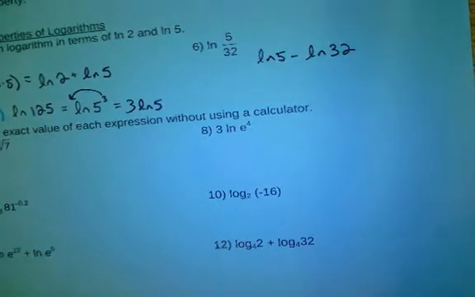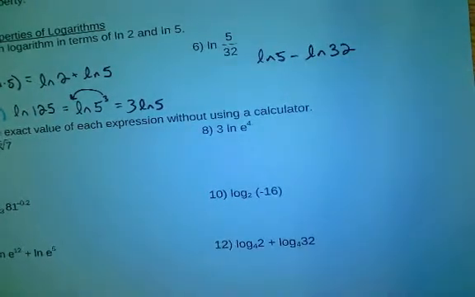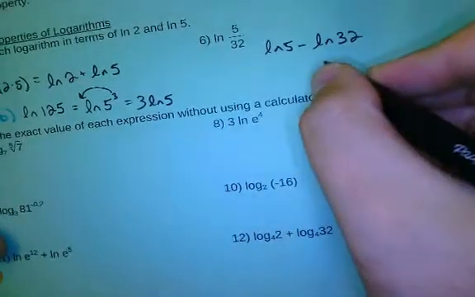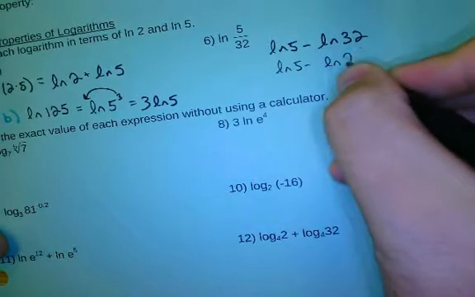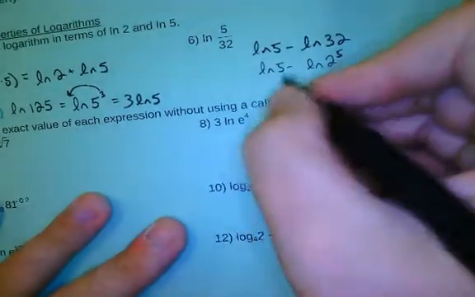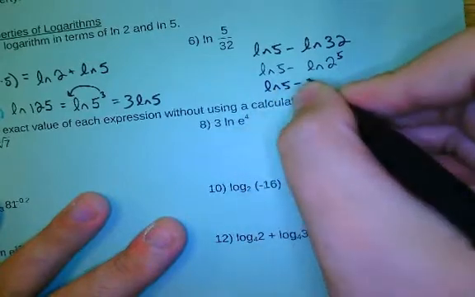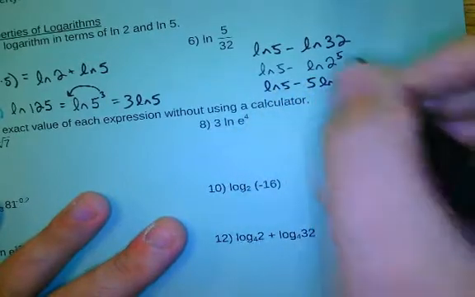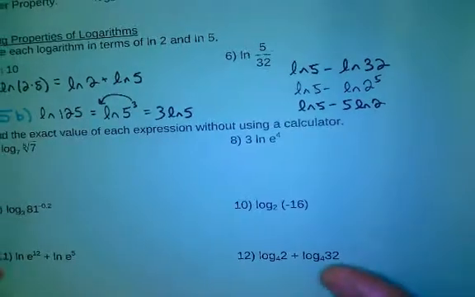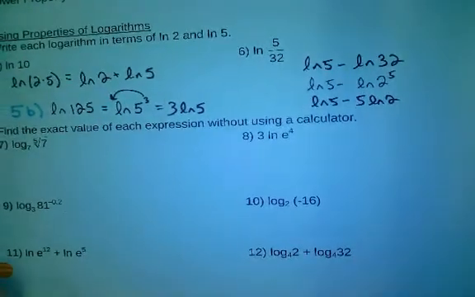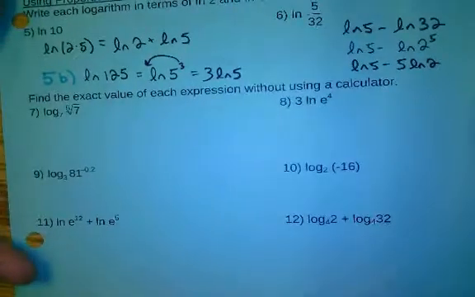16, that's actually correct, but not what I was getting for. 2 to the what gives you 32? 2 to the 5th. So now this is going to write as ln of 5 minus 5 ln of 2. And that's it. Good so far? Questions, comments, concerns? Alright, let's turn it up a notch.